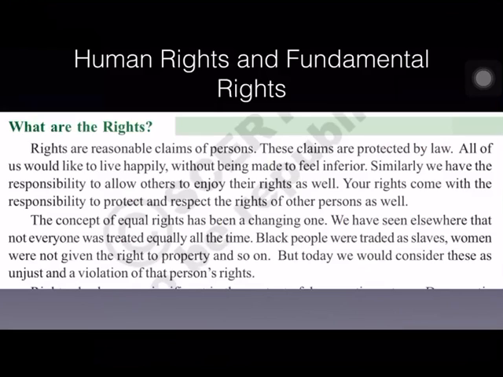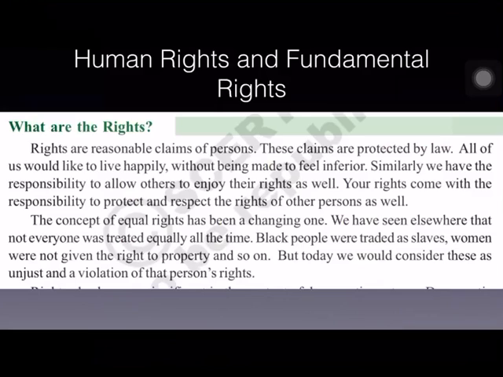And when we have the right to enjoy our rights, at the same time, it is our responsibility to allow others also to enjoy their rights. It is our responsibility to protect and respect the rights of other people also, because we are enjoying our rights.